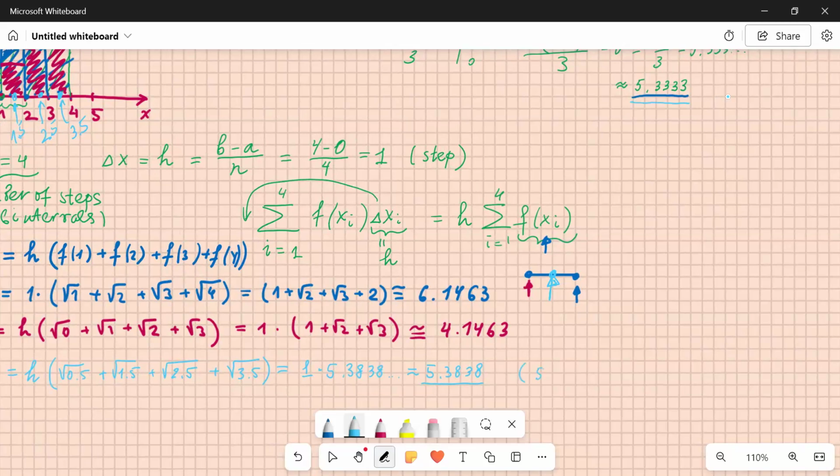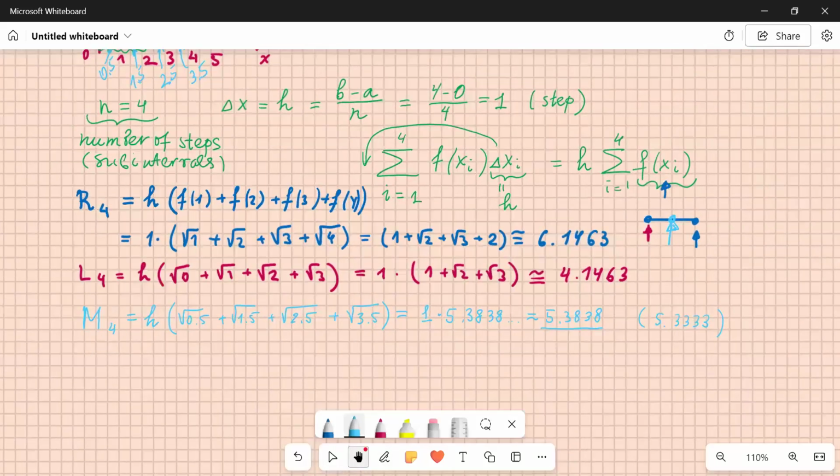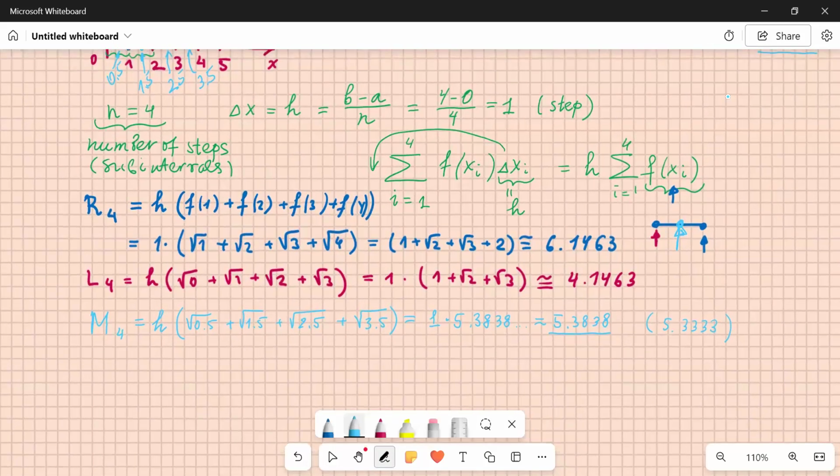My precise formula gives 5.333, and I see that my answer here is much closer, right? So if I'm planning to do estimation, maybe I'm not going to use the left-hand sum or right-hand sum. Maybe I'm going to use the midpoint actually.